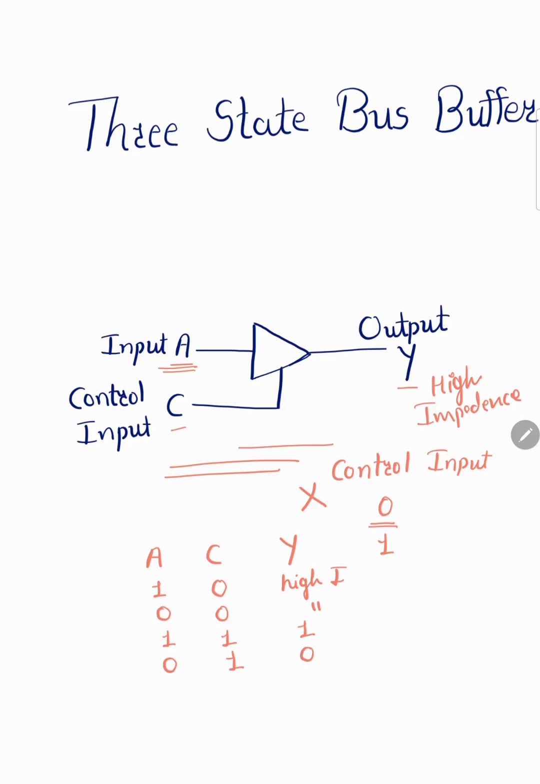And if A is 0 and the control input is 1, I get 0. So in general, we can say the control input works like a switch. If it is on, whatever input you have, you get the same output. But if it is off, 0, the entire gate goes into the high impedance state and you will not get any output. So this is about the tri-state buffer. Now, how can we use it to create a bus?